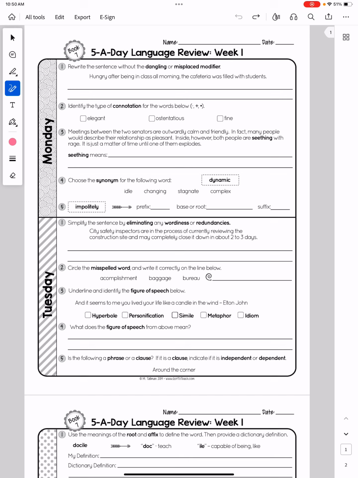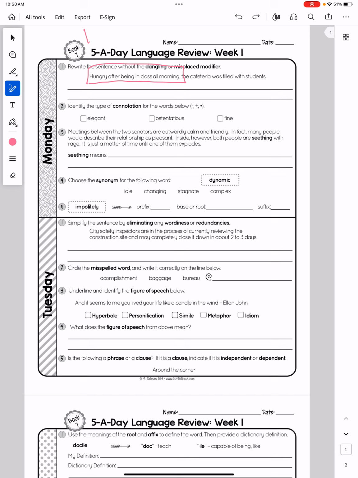It typically attaches to a noun or subject type word. So in this case, we have "hungry after being in class all morning." We know this is a phrase because of our two rules. Is it an independent clause? Is it a sentence? Can it stand on its own? If not, it's a phrase. Number 1, does it have a subject, noun, and verb? Nope. Number 2, does it express a complete thought? Nope. So it fails on both of those.